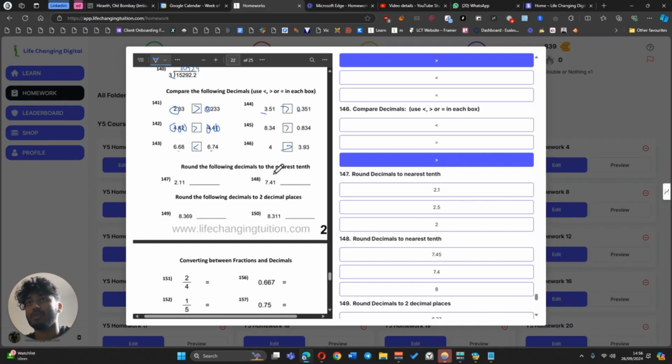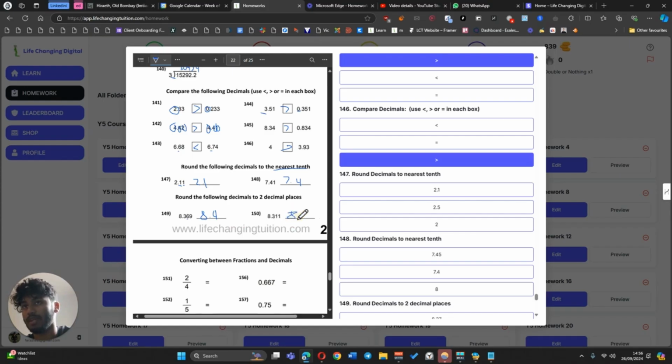Okay, 147. Round the following decimals to the nearest tenth. So a tenth is 0.1, it's this place, this is the tenth, this is the hundredths. So we have to round to the nearest tenth, basically the first place after the decimal point. So this 1 is going to round down to 2.1. This one is going to round down again, 7.4. This is a 6, which is bigger than 5, so it rounds up to 8.4.